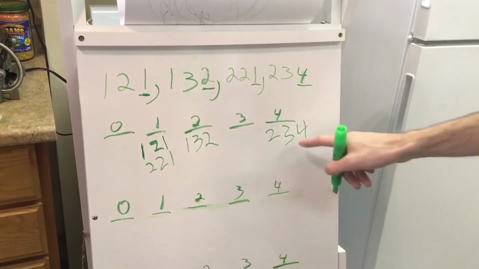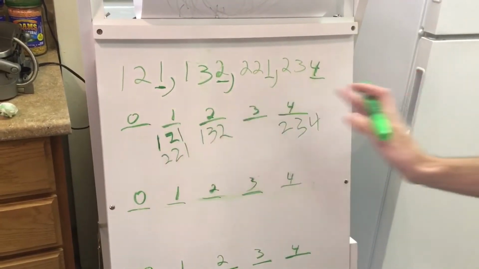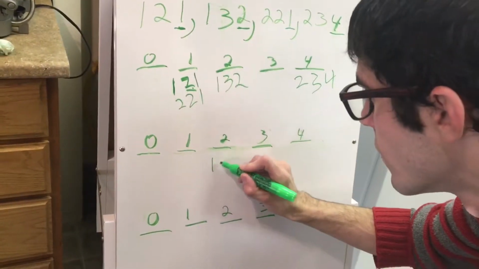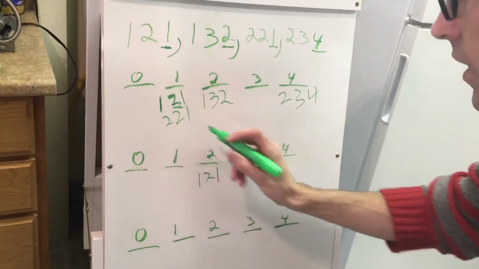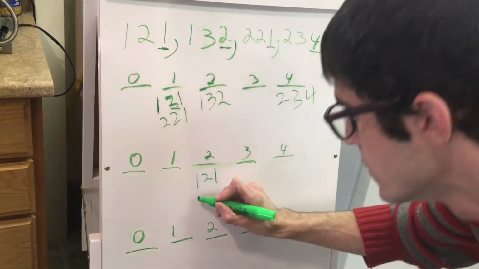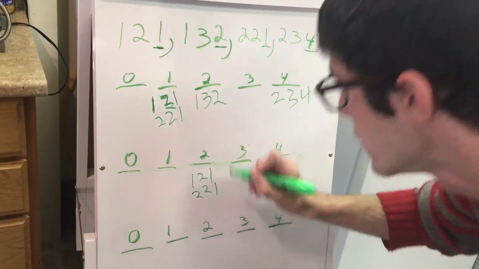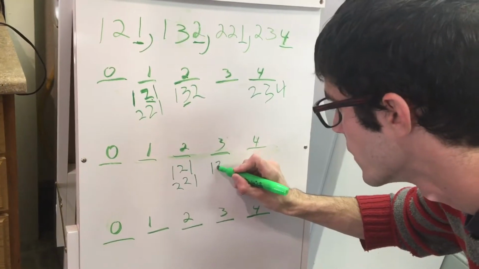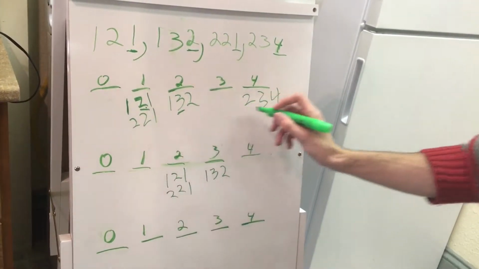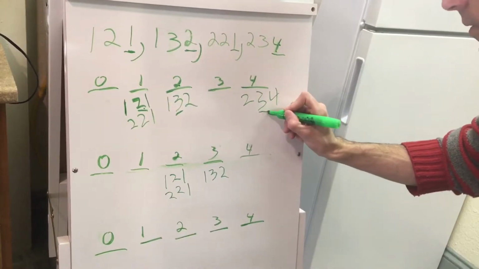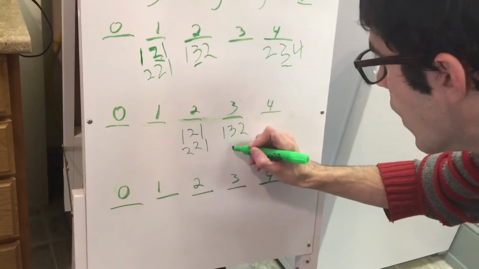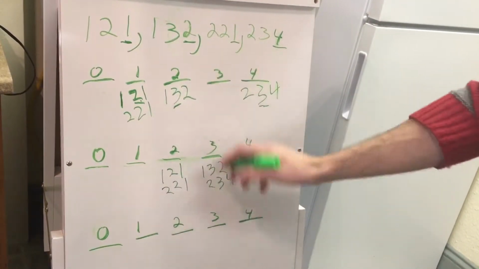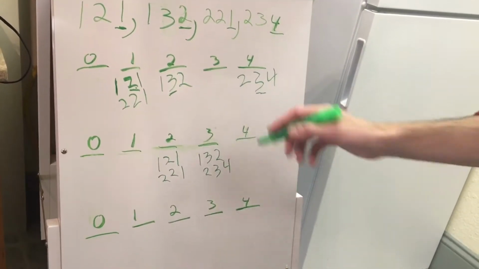And then we move on to the next least significant digit, going from left to right. So for 121, that's 2, so 121 is here. Next 221, also 2. So 221, and then 132, that's our 3, so we have 132 over here, and then 234, we go to our 3, which is 234 here, and then we go to our next least significant digit, which is our most significant digit.